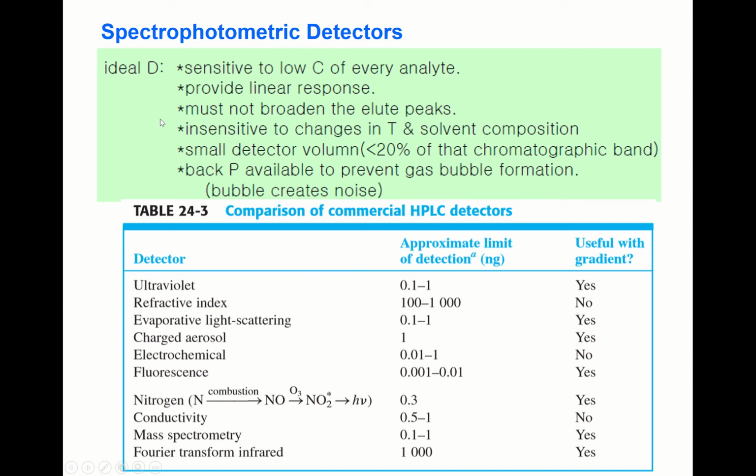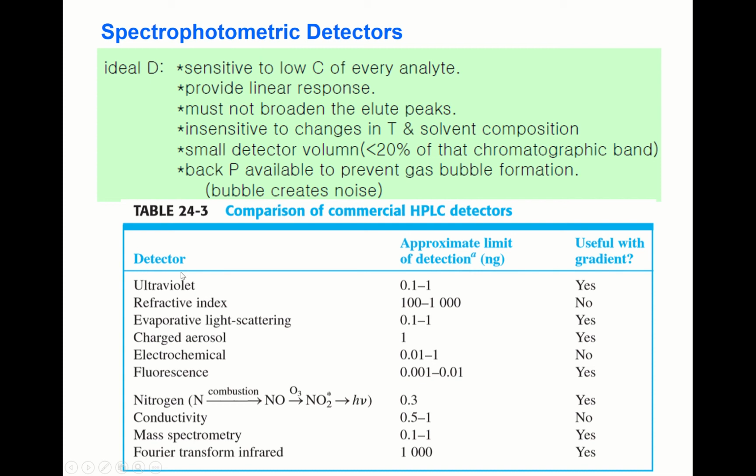Okay, so as I mentioned in the last lecture, the ideal detector must possess these kinds of characteristics. It must be sensitive to low concentrations of every analyte, and provide a linear response, and must not broaden the eluted peaks. At the same time, it should be insensitive to changes in temperature and solvent composition, and a small detector volume is favored. Okay, and back pressure is available to prevent gas bubble formation.